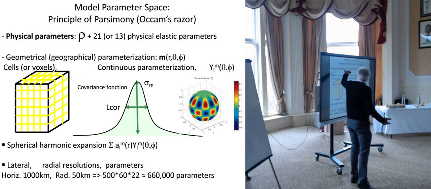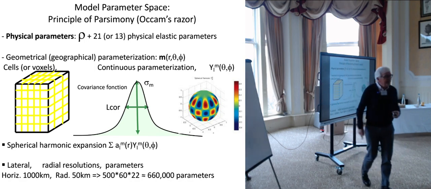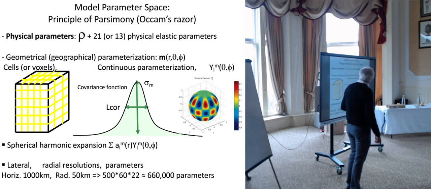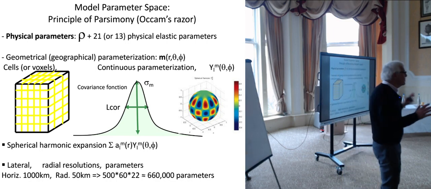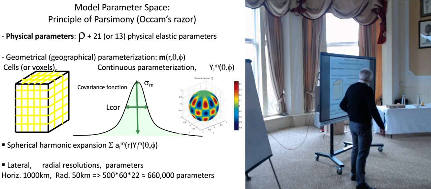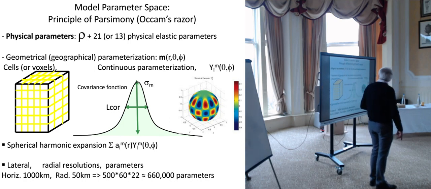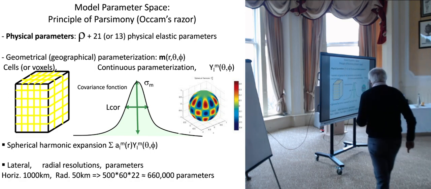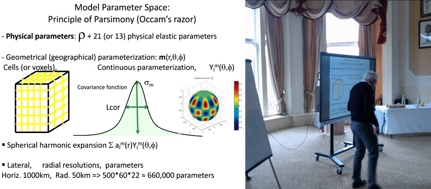For example, we have two kinds of parameters. We have the physical parameters, for example the density plus the 21 elastic parameters of the elastic tensor. But we also have the geometrical or geographical parameterization, which will give you the lateral resolution. And I always show this example that even for a not so good tomographic model at the global scale, if you want a lateral resolution of 1,000 kilometers and a radial resolution of 50 kilometers, if you introduce your 22 physical parameters, you must retrieve more than 600,000 parameters, which is not so easy. So you understand that the inversion of so many parameters is by itself a difficult challenge.